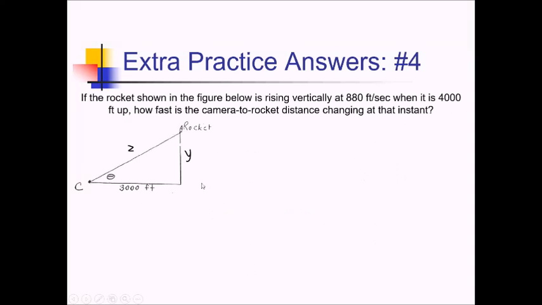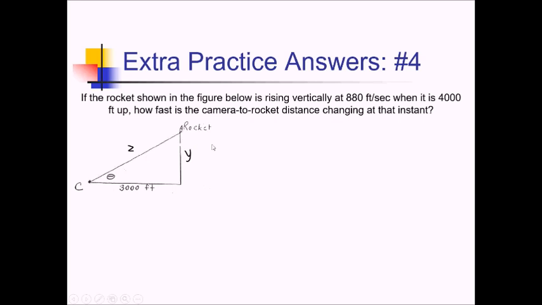For this problem, we have a rocket rising up, and it's going 880 feet per second at the time that it's 4,000 feet up. So it's not necessarily going a constant speed. We want to know, given this, how fast is the camera to rocket distance changing at that moment. So we've got a camera down here taking a picture of the rocket, and we have this distance between the camera and the rocket that we want to figure out how fast is this distance changing.